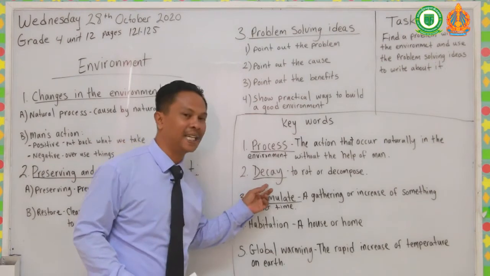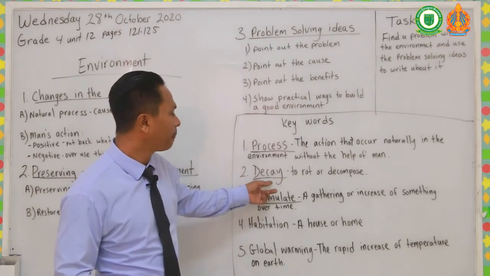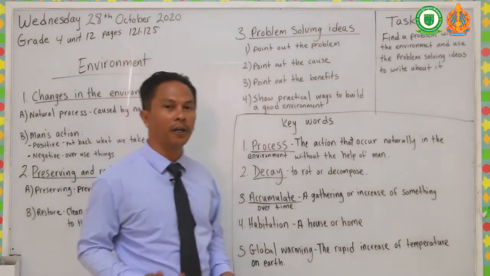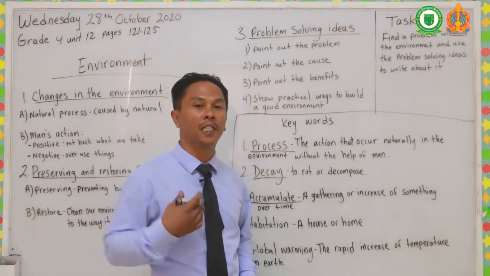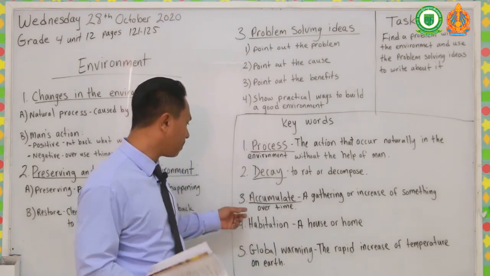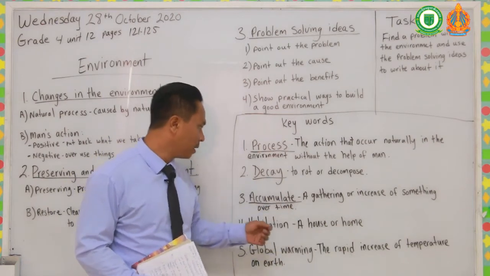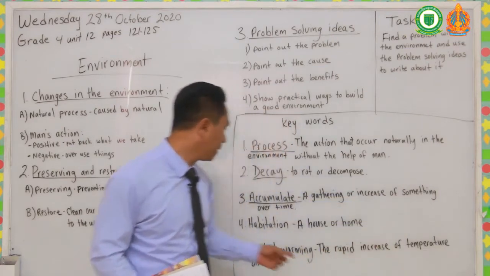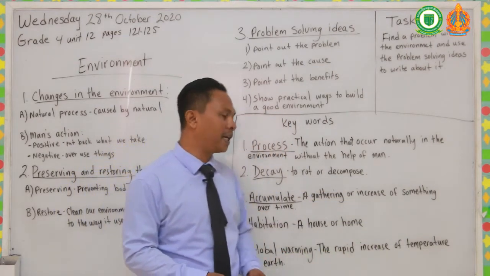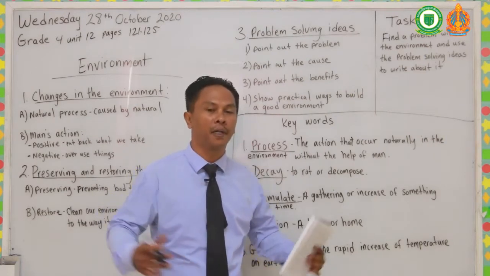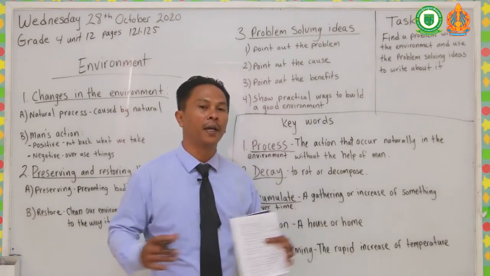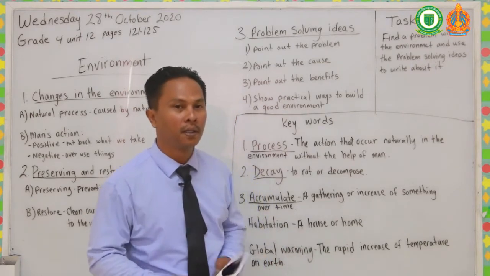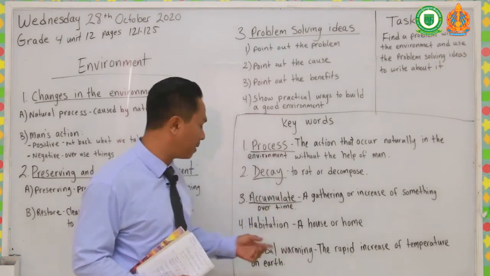Okay, and number 2, decay. Again, decay, it means to rot or decompose. So decay, in other words, it means to go bad or to change form, okay? Number 3, accumulate. Again, accumulate, a gathering or increase of something over time. So accumulate is like over time things that are gathered together, and as they gather together over time, they become more and more of it. Okay, so that's what accumulate means.